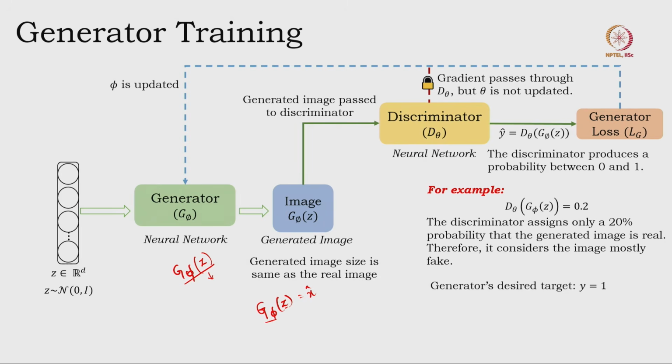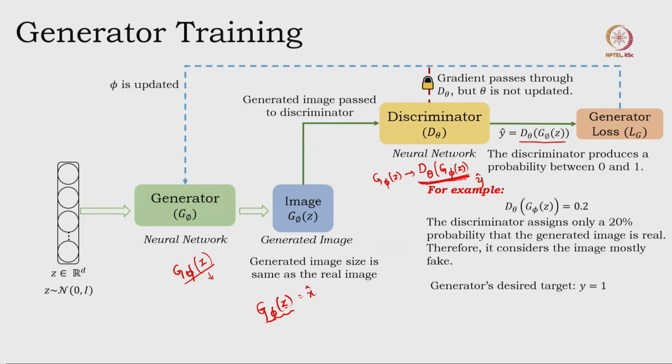Now, you are passing it to a discriminator. The discriminator is a neural network which has the parameters theta. For this, what input are you passing? You are passing the generated image. What is the generated image? Is it not this? This is the generated image. That is passed as an input. When you pass this as an input to a discriminator, the discriminator is going to give us the prediction. So the prediction is on this, right? That predicted value is y hat.